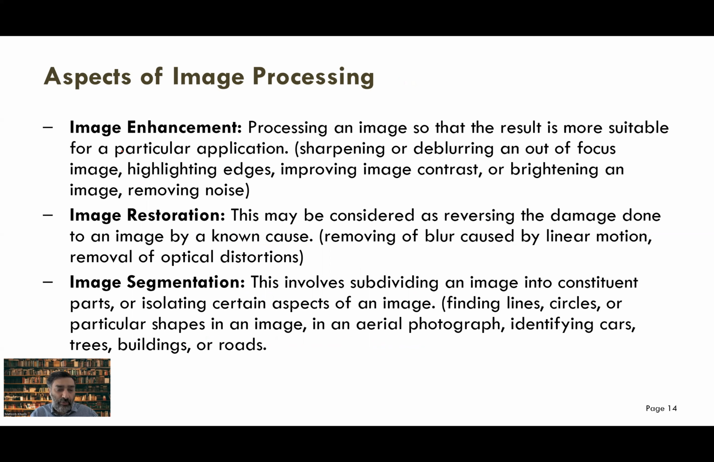Now, what do we do with image processing? We usually do three types of common processing when it comes to image processing. We either enhance the quality of images. So your images might have blur, they might have noise, they might not have good contrast, they might not be very bright, the information might not be very well defined.